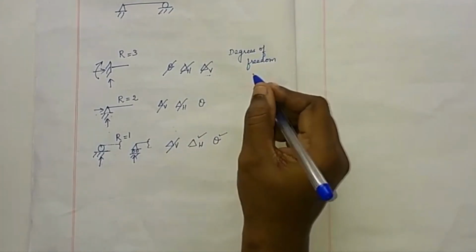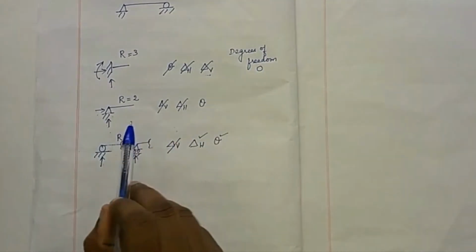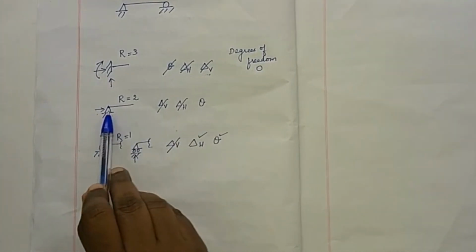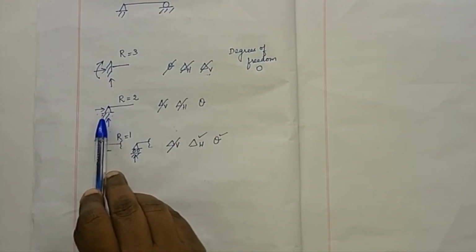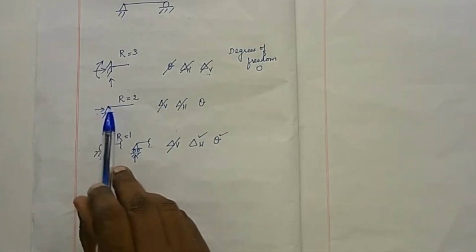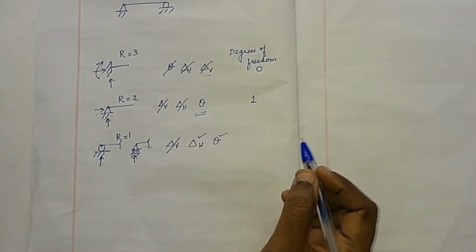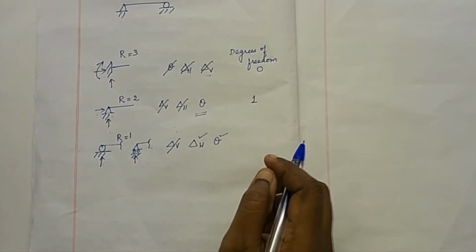Degrees of freedom is 0. For a pinned end, there is a possibility to rotate at this pinned end because there is no restraint in the form of moment in the angular direction. So degree of freedom is 1, that is in the theta direction or rotation direction.